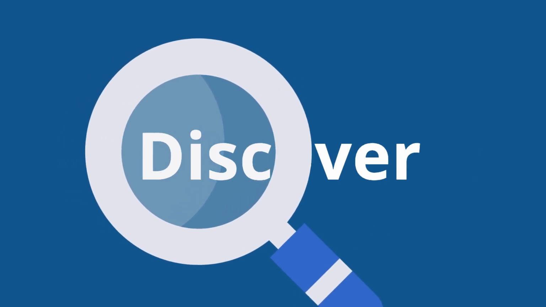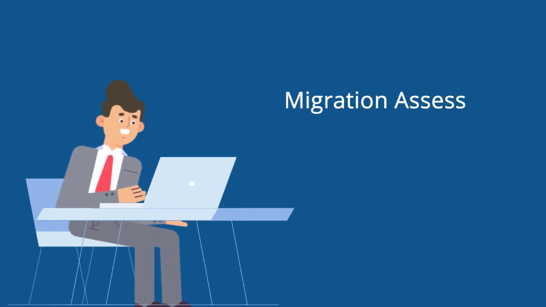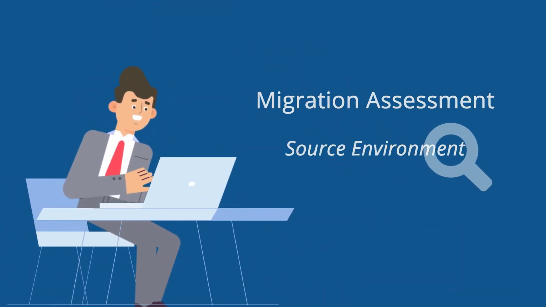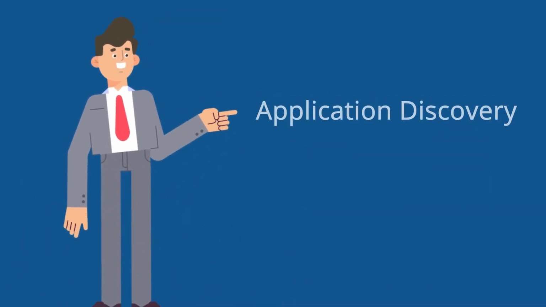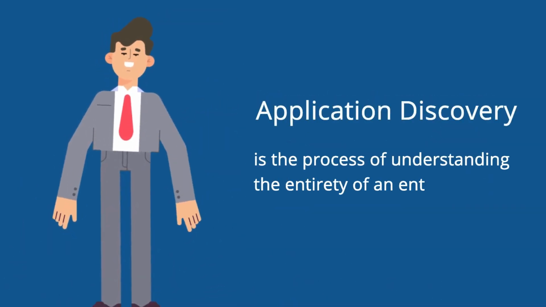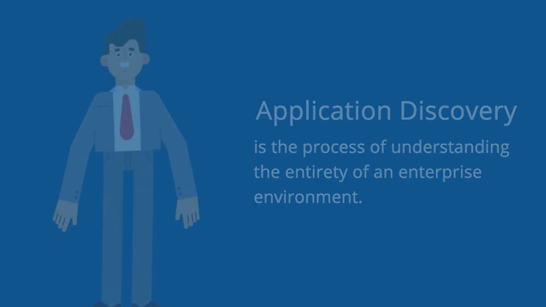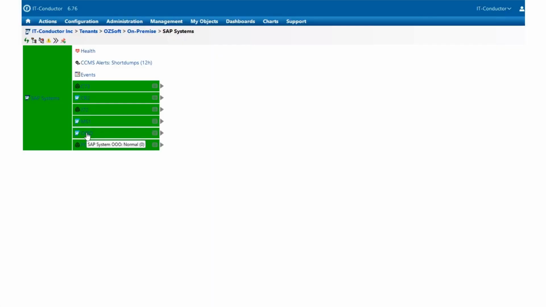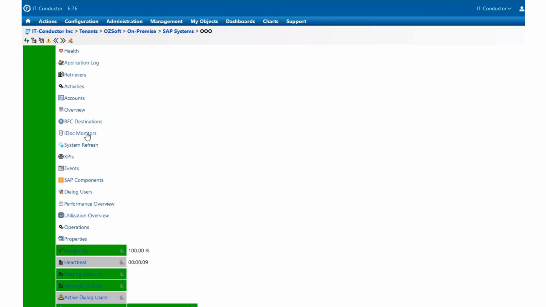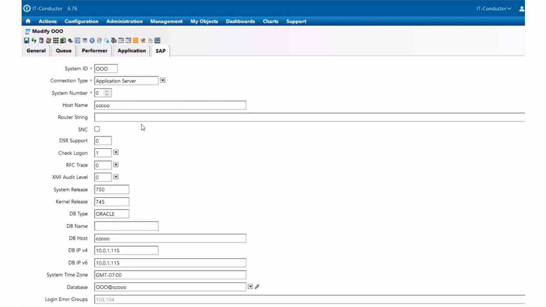Now, as we begin the migration process, we delve into the discover stage, where an assessment of the application or source environment should take place. Application discovery is the process of understanding the entirety of an enterprise environment. IT-Conductor leverages a multi-layer approach to automatically discover deep dependency chains among components in an application environment, making application discovery much easier to perform. You can also see more details about the system or application from the IT-Conductor service grid.